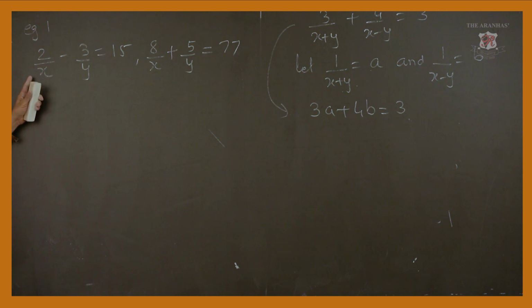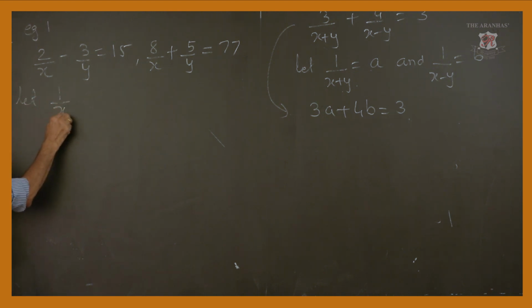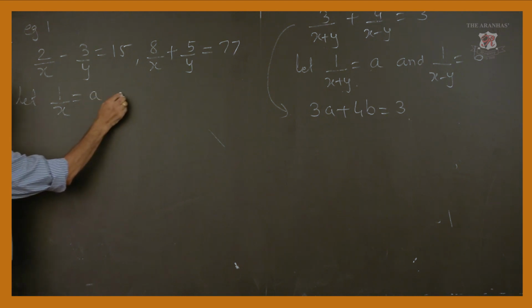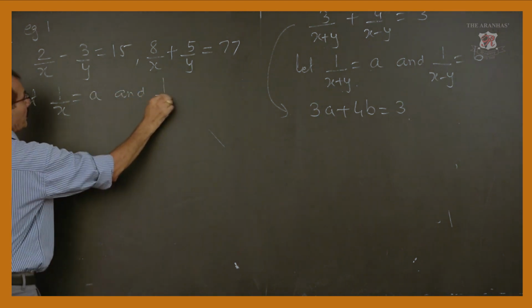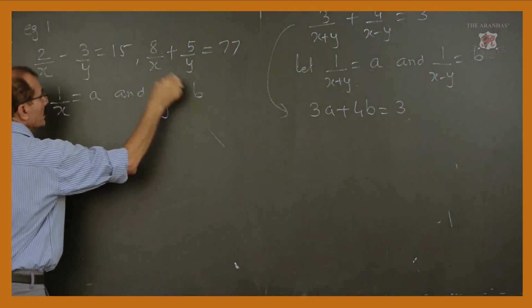Now here we got two equations. Again 2 upon x. So whenever you find the variables in the denominator, it is not a linear equation. In such case what you do is you say let 1 upon x is equals to a and 1 upon y is equals to b.